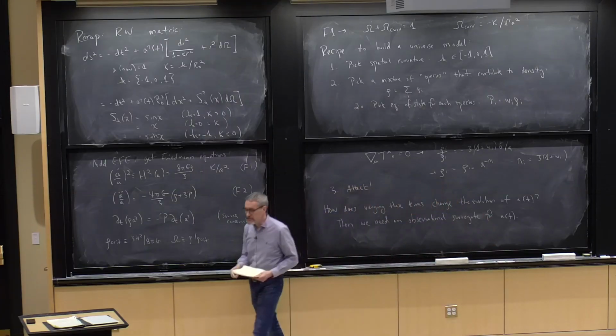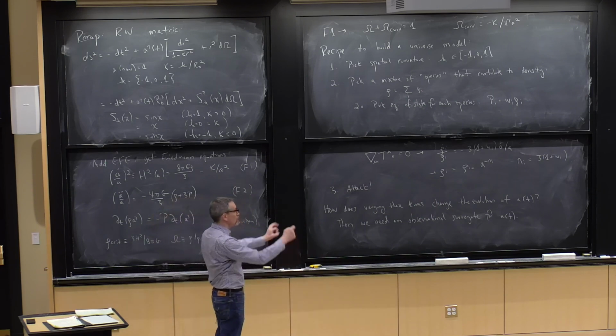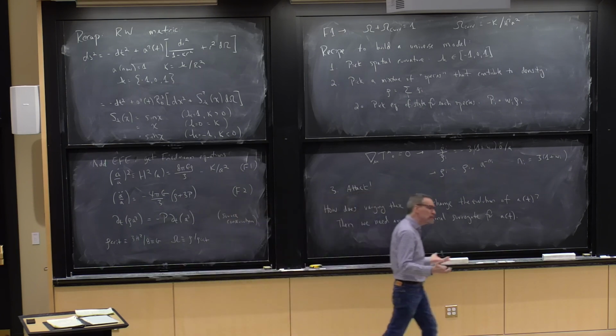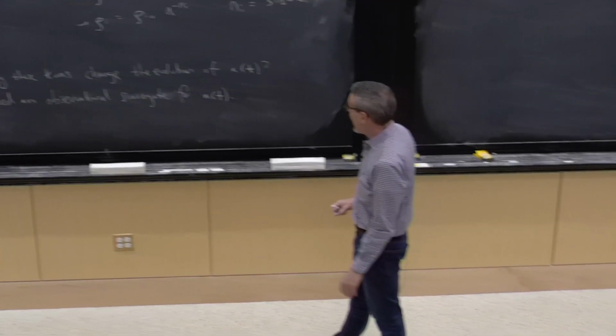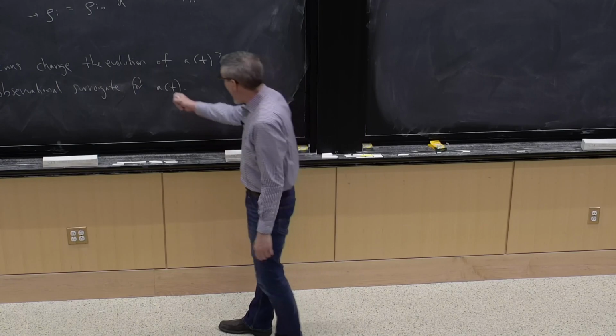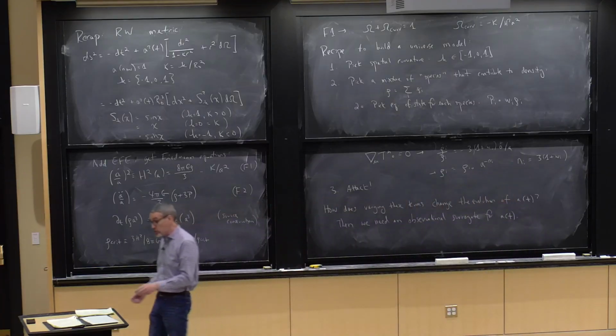What I would like to be able to do is say, great, model A predicts the following evolution of the scale factor. Model B predicts this evolution for the scale factor. Can I look at the universe and deduce whether we are closer to model A or closer to model B? And in order to do that, I need to know, how do I measure a of t? And as we're going to see, this really boils down to two things.